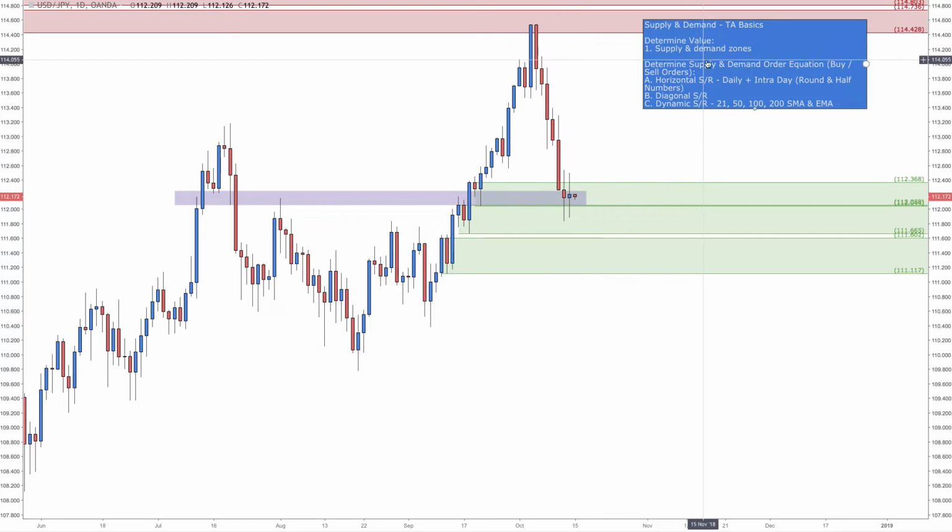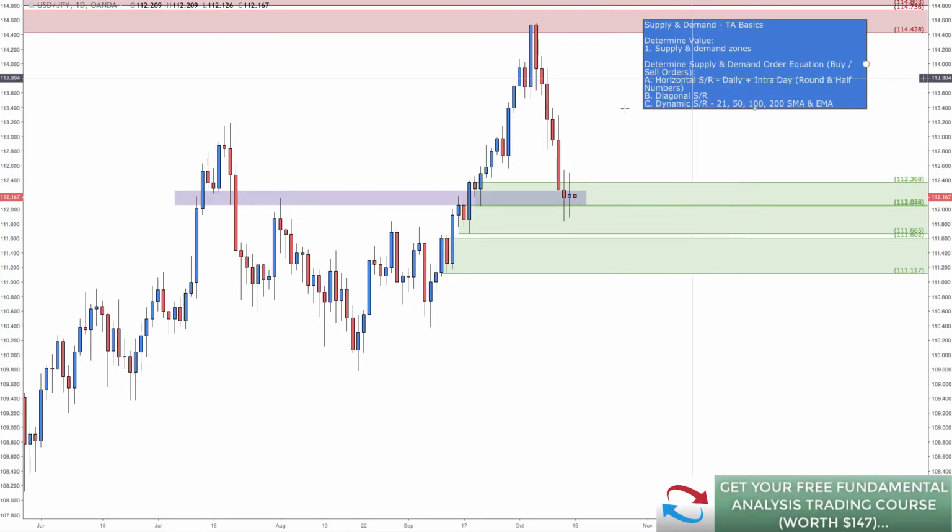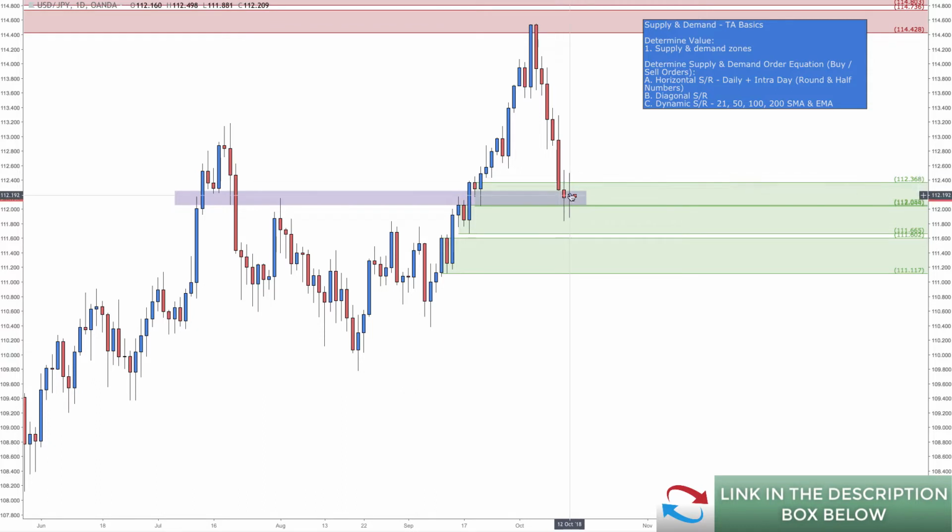So not only do we determine value through supply and demand zones, in this case we have a demand zone here if we're looking to be a buyer, but then we want to apply horizontal support and resistance, diagonal support and resistance, and dynamic support and resistance. So that gives us willing and forced demands depending on how we approach this. So let's look at this from a willing demand perspective. A willing demand is traders that are looking to enter and place new trades.